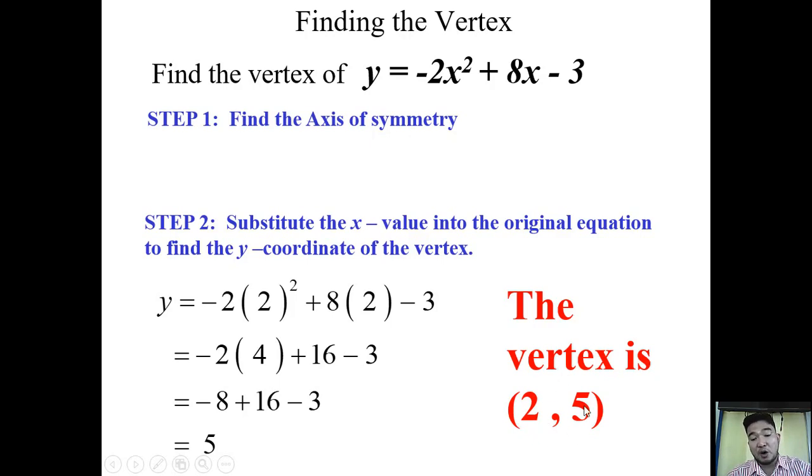So we already solved for the vertex. This 2 is the axis of symmetry, and this 5 is the value of y when we substitute the value of x, or the axis of symmetry, into the original equation for us to get the vertex. Again, the vertex is the center of the parabola.